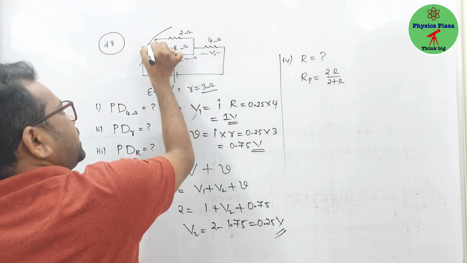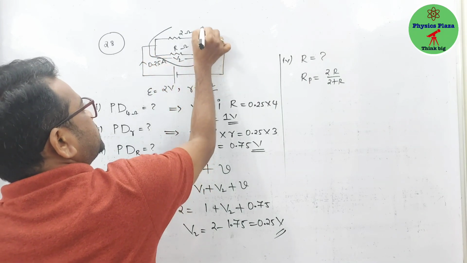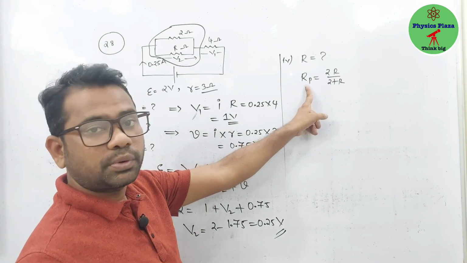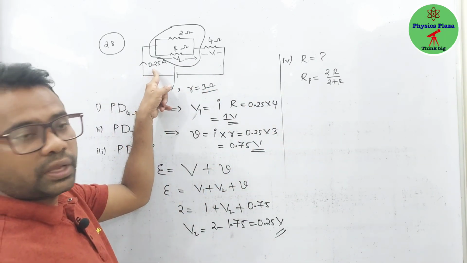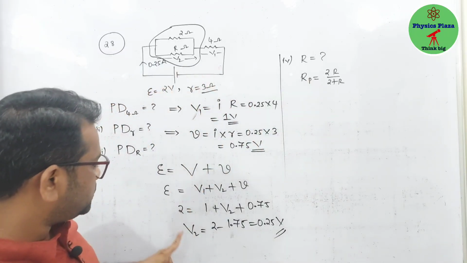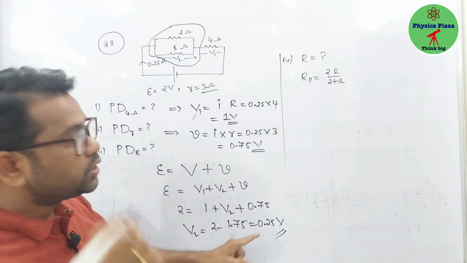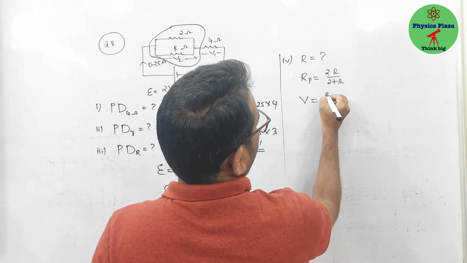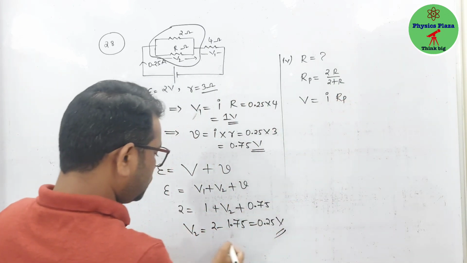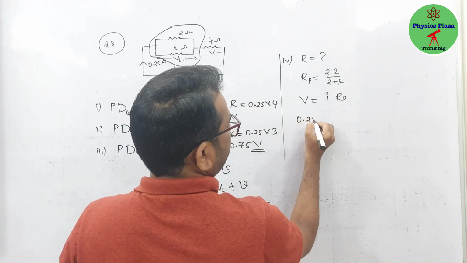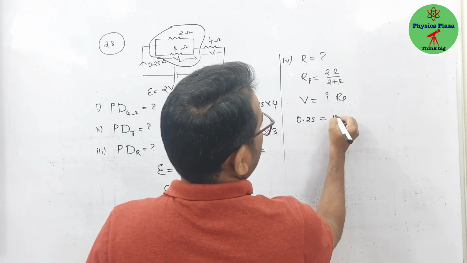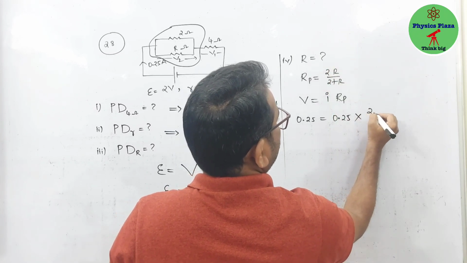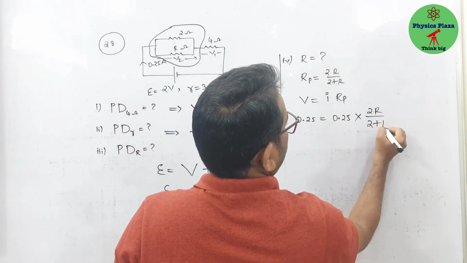Now, can I treat these two resistors with the equal resistance Rp? Obviously. Through this, how much amount of current is passing? 0.25. Across this, what is the potential difference? Potential difference V2, 0.25. So here I can use the logic of Ohm's law. So V is equal to I into Rp. So V is equal to how much? 0.25. Okay. Current is 0.25 into Rp. This total we have to substitute. 2R by 2 plus R.